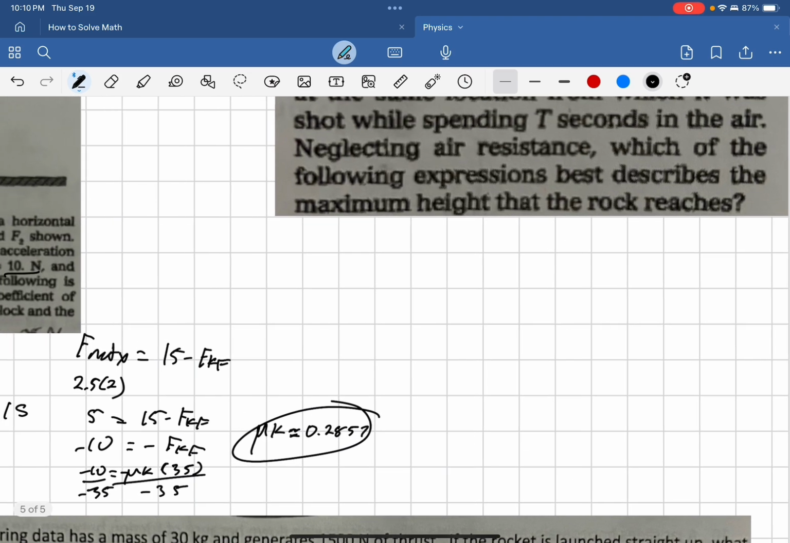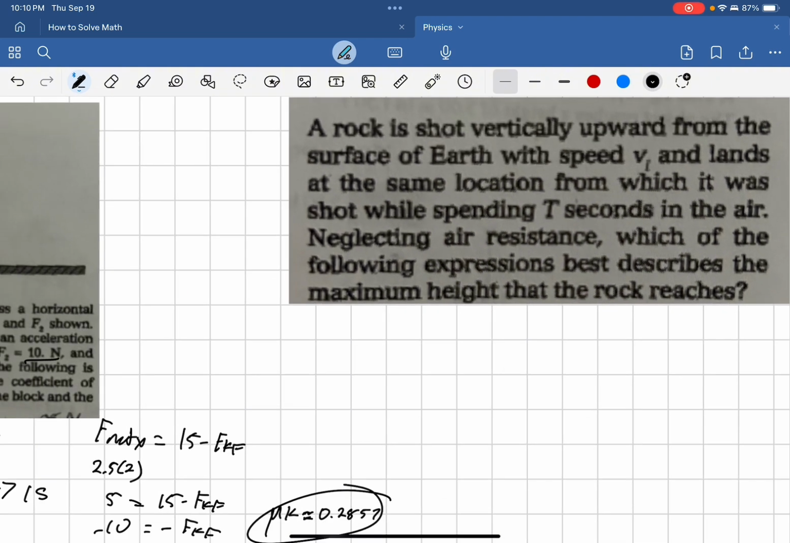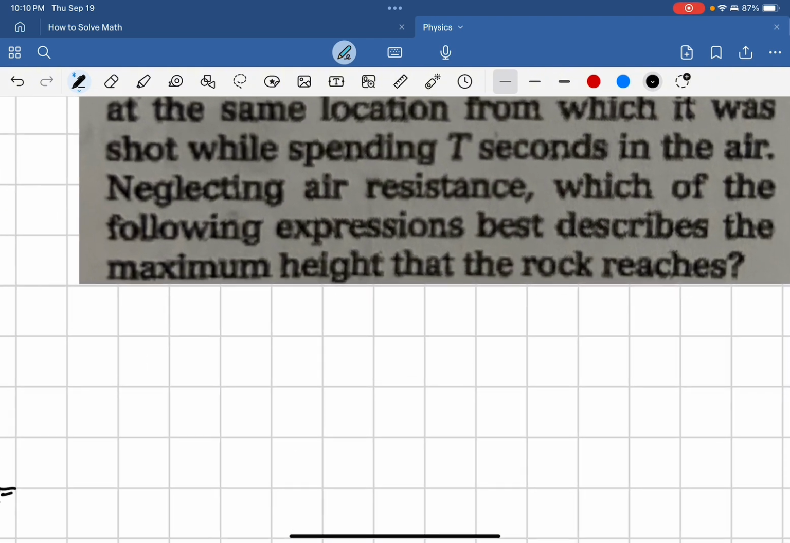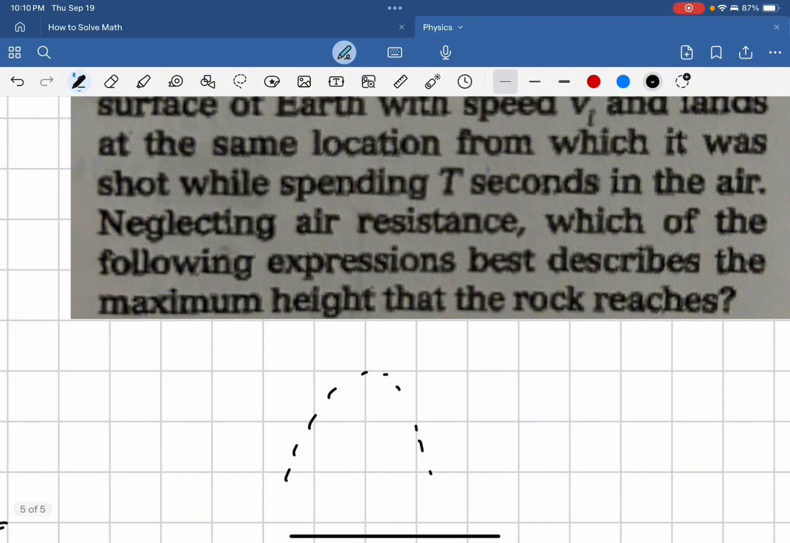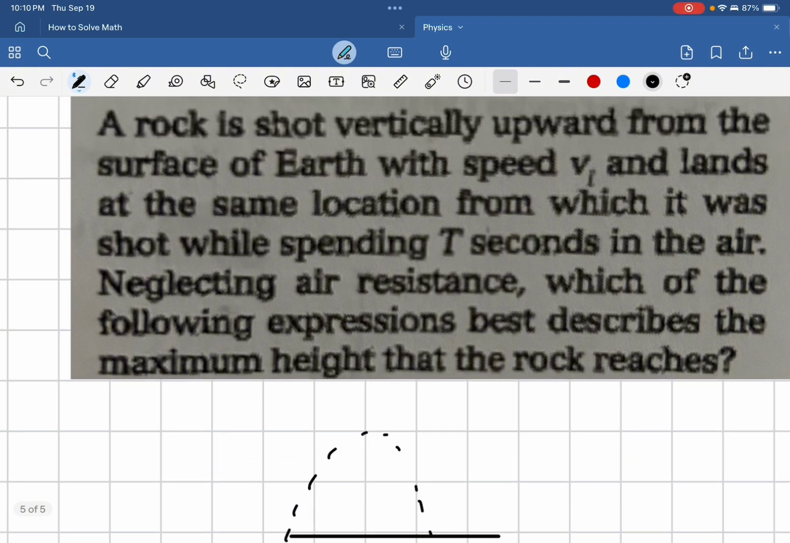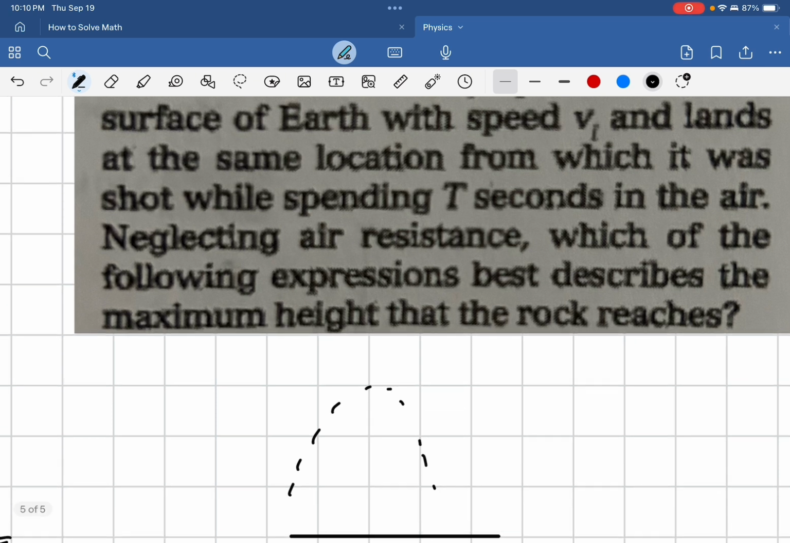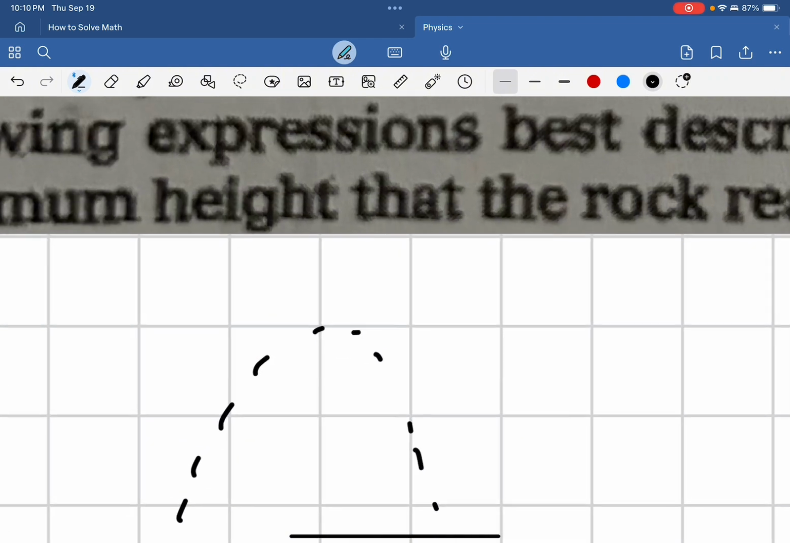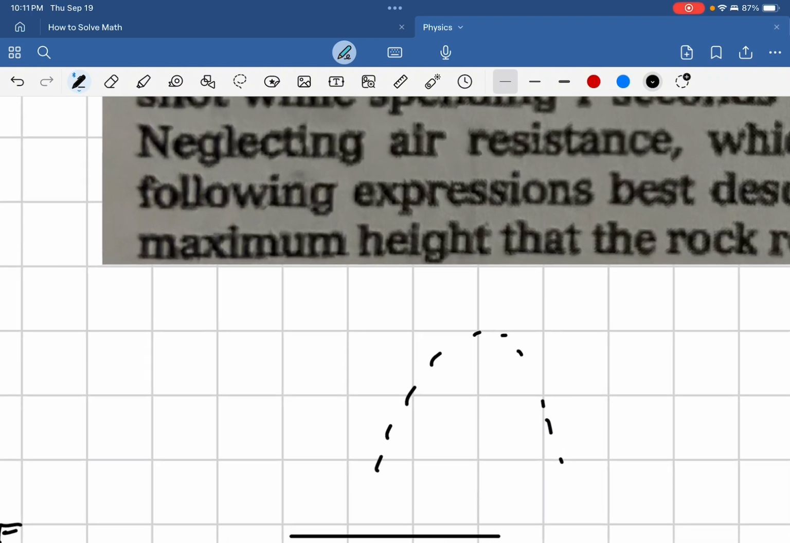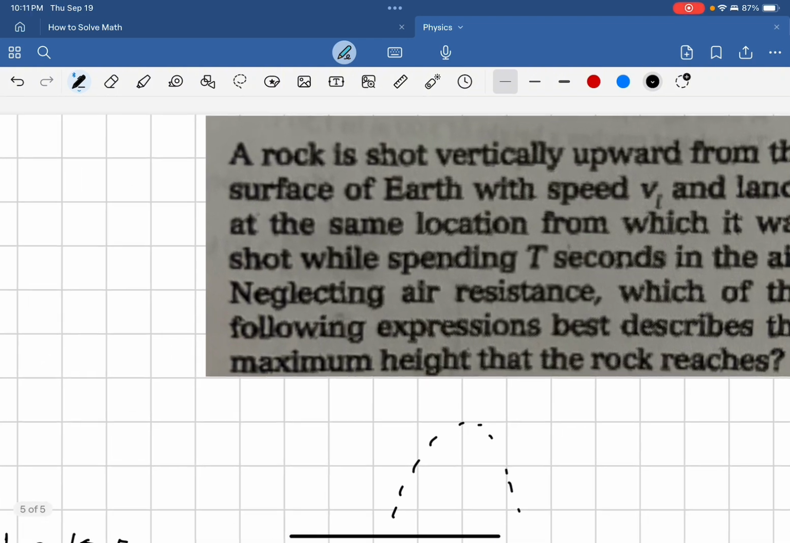Anyways, moving on, we have a rocket shot vertically upward. So let's visualize this. It's shot vertically upward and lands on the exact same spot. We want to know what best describes it. I'm not showing you which one because I have the answer circled on there, but we're basically just using units.